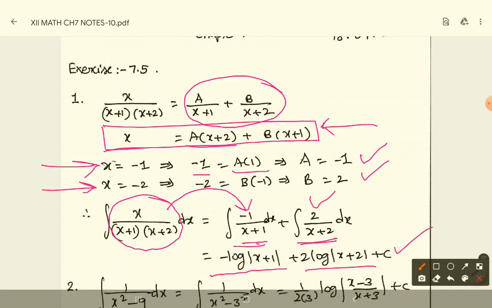So we have done it by using type 1. Type 1 says that the denominator can be expressed as a product of different linear factors for the partial fractions decomposition.